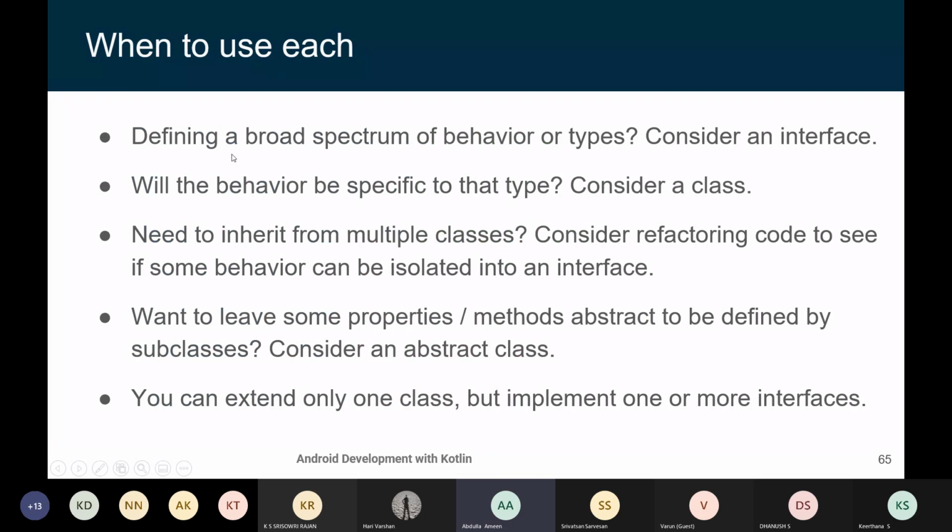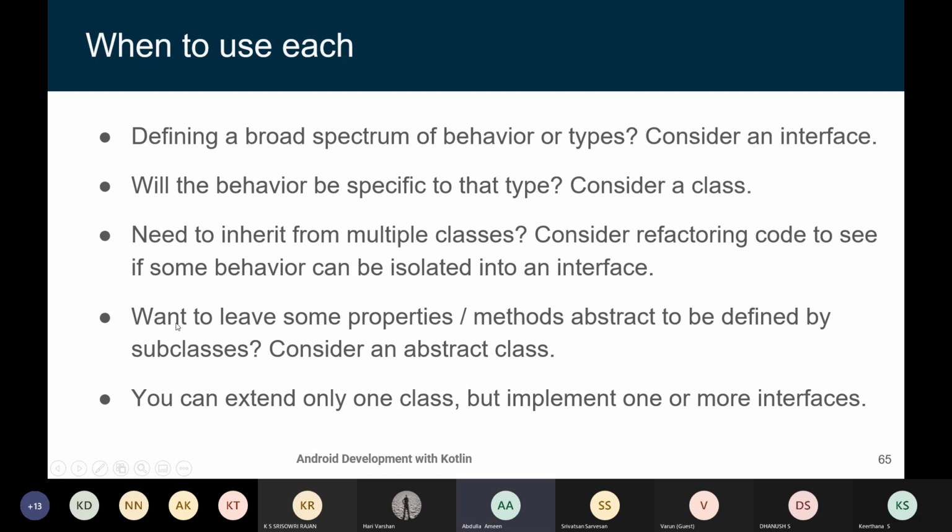And now, when do we use each of the different things? When we have a broad spectrum of behavior, we use an interface. Like, as I said, shape is very broad, so we use an interface for that, and we derive different shapes, like circle, square, and all of that. And if it's very specific, then we use a class. Pizza is a class because it's very specific. And if you want to inherit multiple things, we have to use an interface, because classes don't allow multiple inheritance.